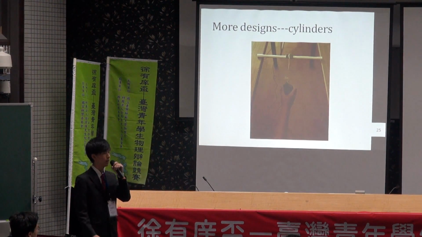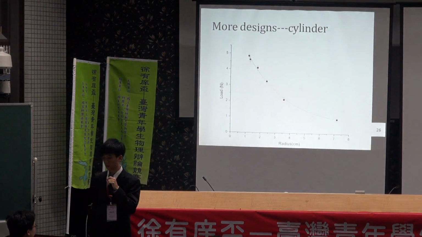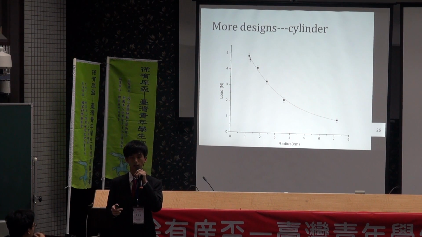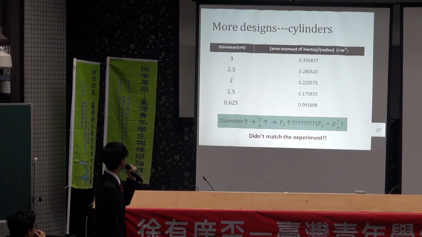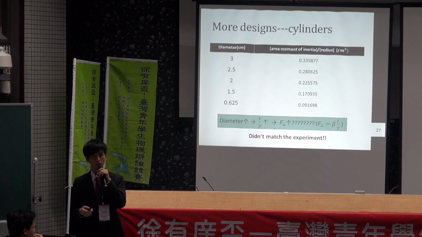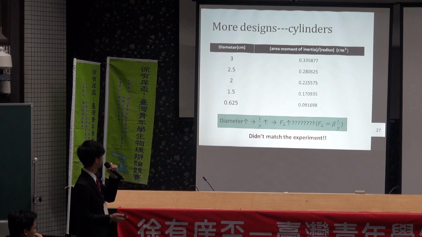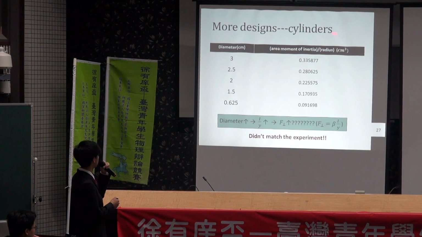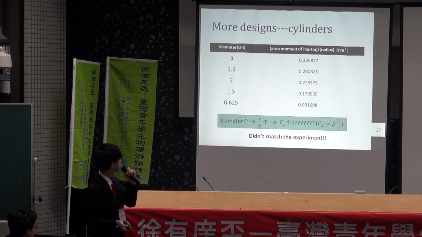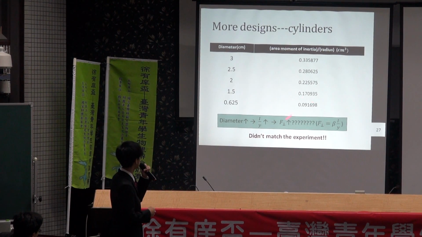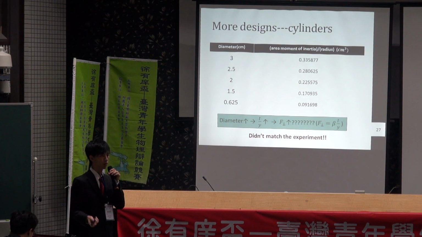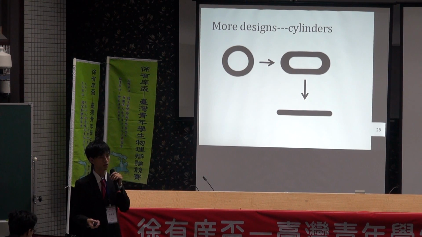Okay, and here's another design, the cylinder. We get that the force and the peaks have a negative relationship. And here's our discussion. We use the software I mentioned to calculate the second moment of inertia. As you can see, when the diameter is bigger, the area moment of inertia over the radius is bigger too. But that means the force will be bigger, and it didn't match our experiment. So we tried to figure out why.